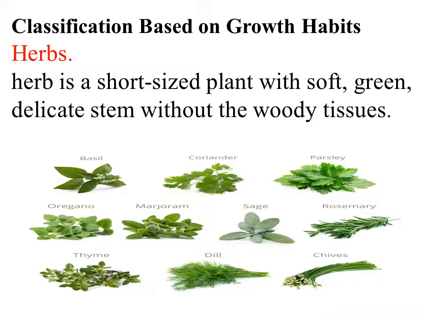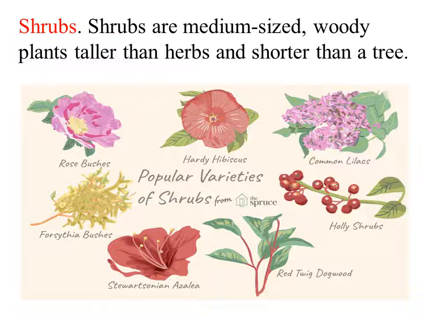In this slide you can see the types of plants. Basically the plants are classified into five groups. First one is herbs. Herbs are small size plants in which the stem is green, soft and delicate. You can see examples of herbs in the slide. Shrubs. Shrubs are medium sized woody plants, taller than herbs and shorter than trees. You can see different shrub names here.